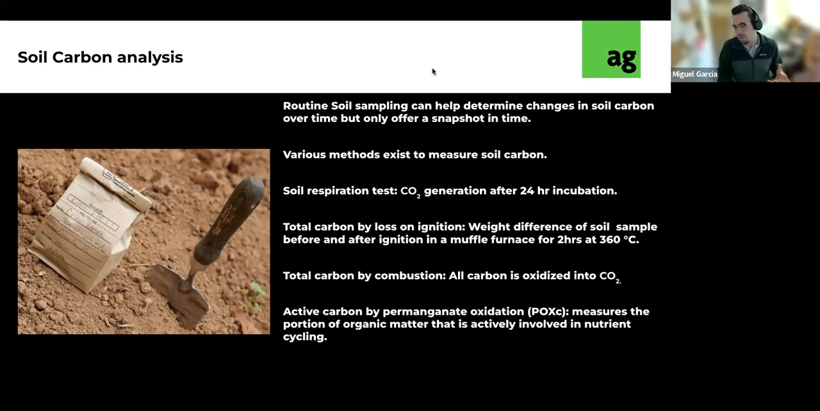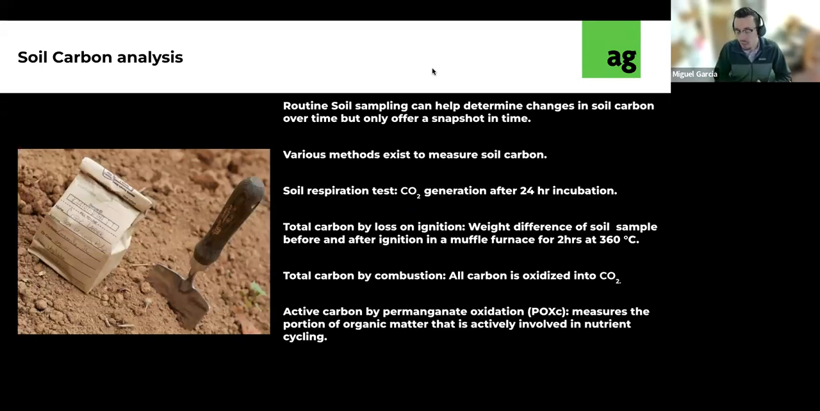This is a more expensive lab instrument. So if you use this method, it would be a little more expensive, but it's more accurate than the loss of ignition, because you're actually burning everything down and measuring the amount of carbon dioxide that is coming out of it.